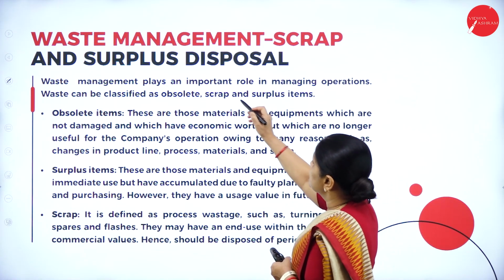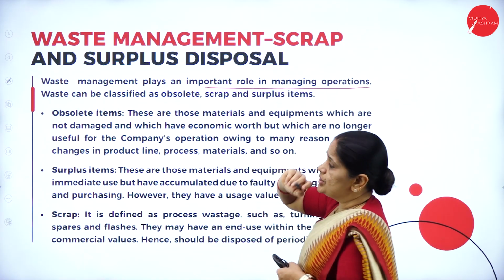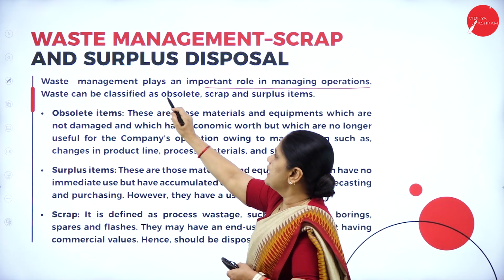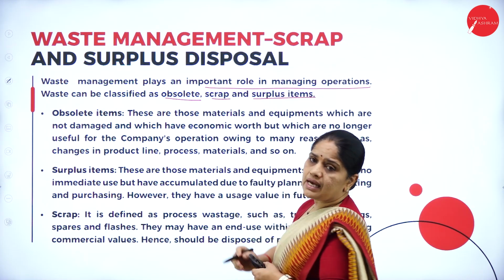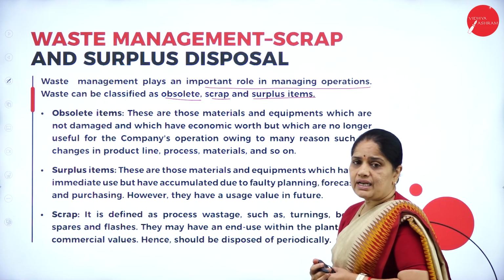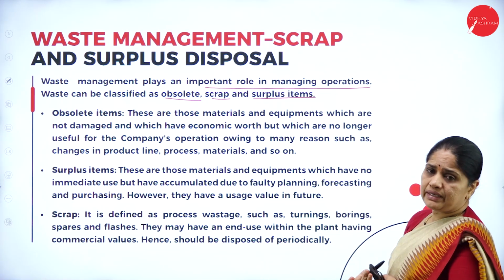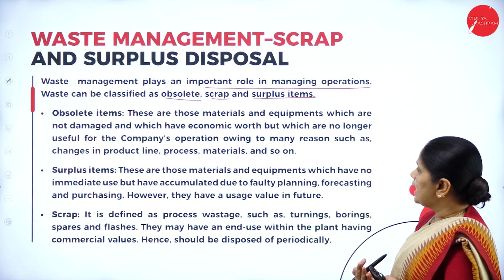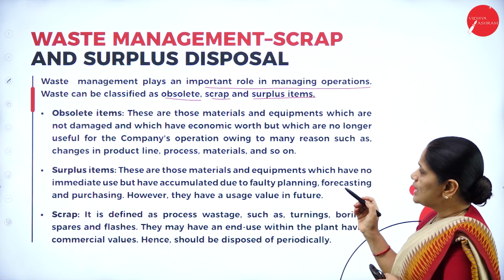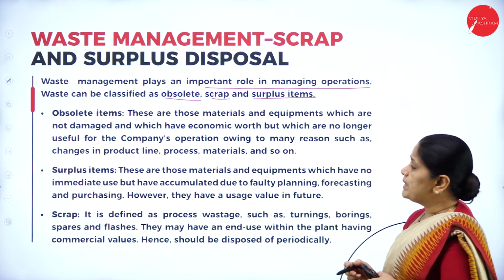So waste management plays an important role in managing the operations. It can be classified as obsolete, scrap and surplus items. So with this waste management, how do we dispose of the scrap and the surplus? The waste can be classified into three aspects. The first one is the obsolete items, the second one is the scrap items, the third one is the surplus items.